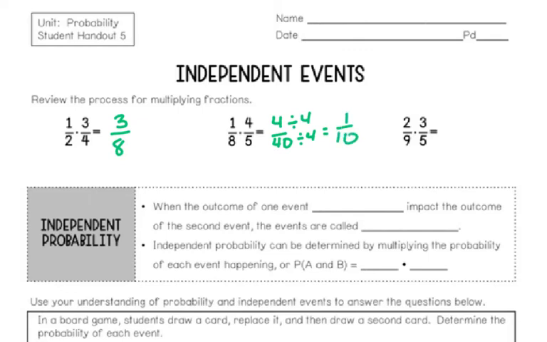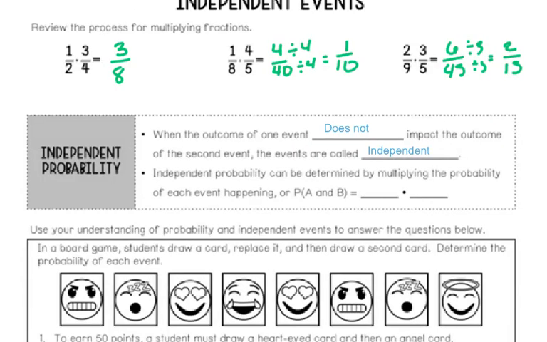Go ahead and try the next one and come up with the most simplified form. When I multiply straight across, I've got 2 times 3 is 6 and 9 times 5 is 45. Each of those can be divided by 3, so our most simplified fraction is 2/15. Now that we've reviewed the process for multiplying fractions, let's move on to independent probability.